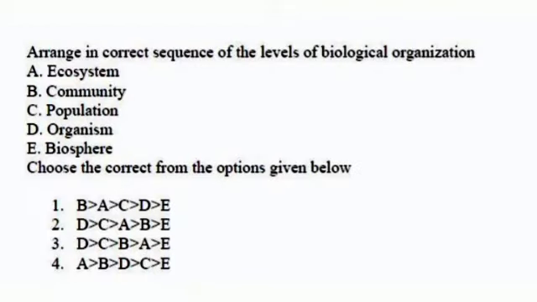The next one: arrange in correct sequence the levels of biological organization. From the options given below, the right one is option 3. That is, organism, population, community, ecosystem and biosphere. This is the correct sequence of biological organization.